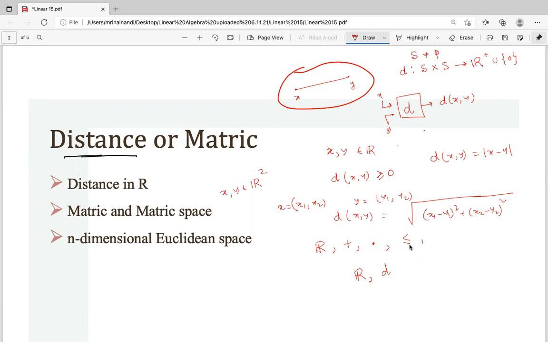We just list all this distance between this and this and this. So we just introduce distance. Remember, we can introduce distance without the help of addition or subtraction. It's just a function from R cross R to R plus union 0. It's just a function. Now this introduces a topology. It's called distance means topology. There's a geometrical structure.